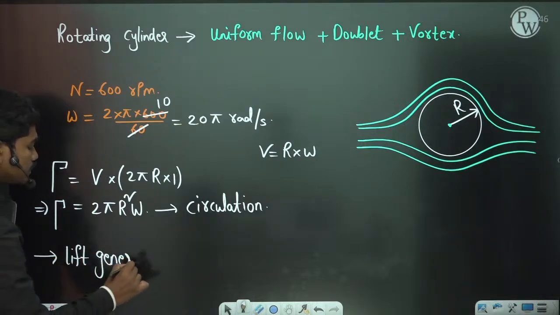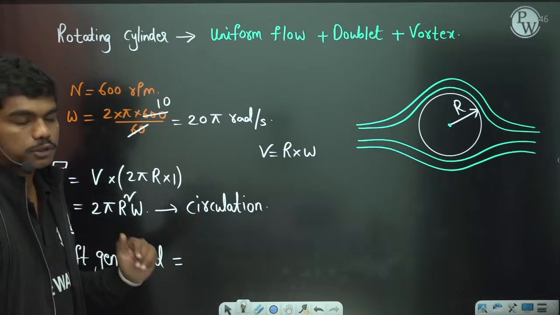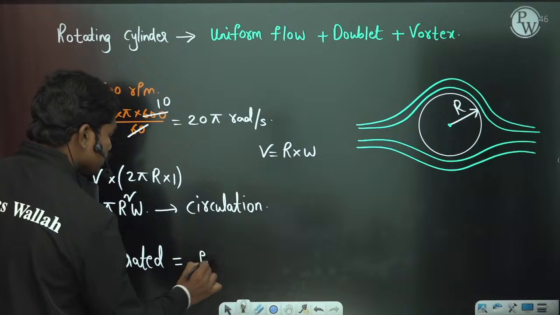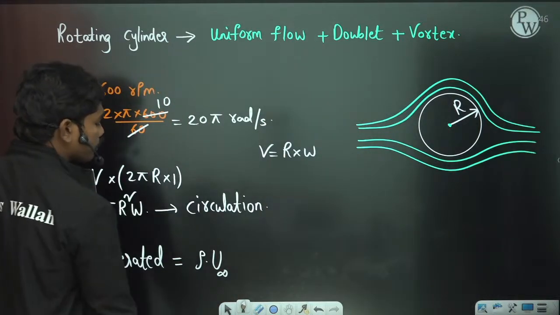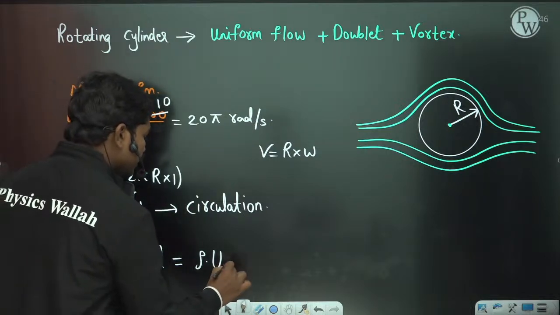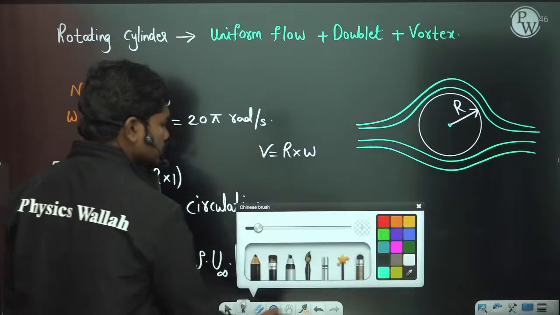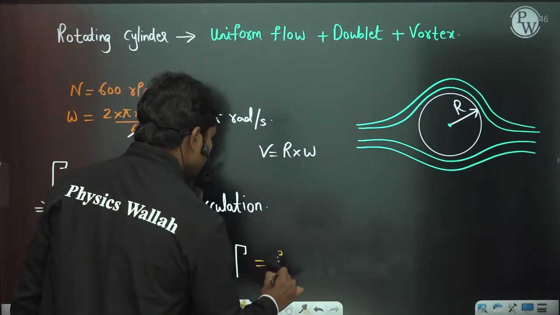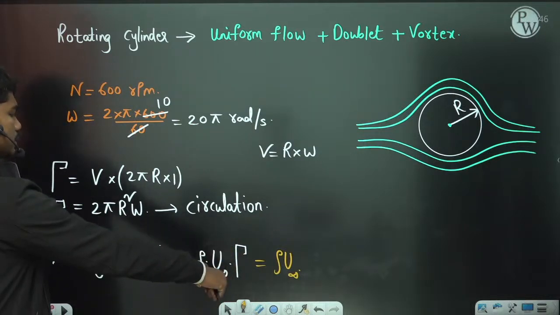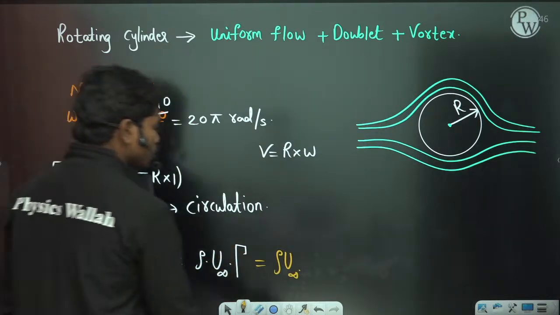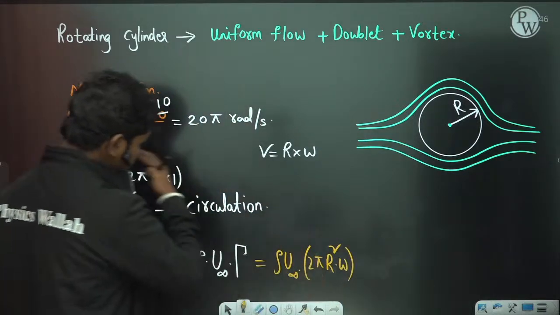I'm not deriving these expressions because it's just an Abhyas course, so I'm just using the results. The lift generated in the case of the cylinder is the density of the fluid into the free stream velocity, in this uniform flow with u infinity velocity, into the circulation per unit length. So lift is equal to rho u infinity into the circulation, which is 2 pi R square omega.